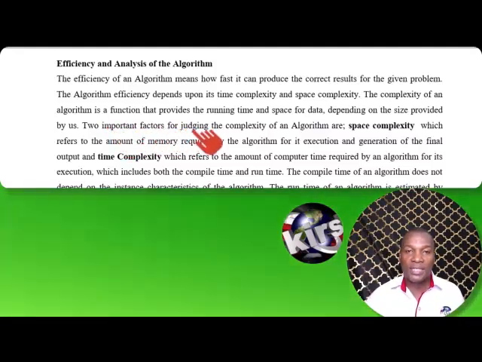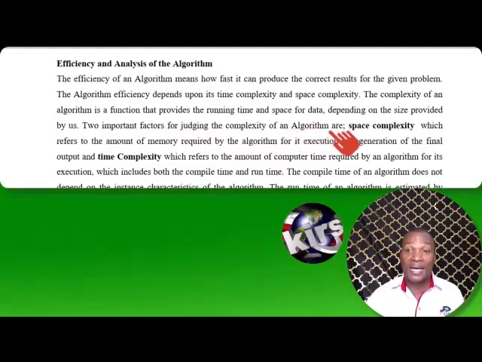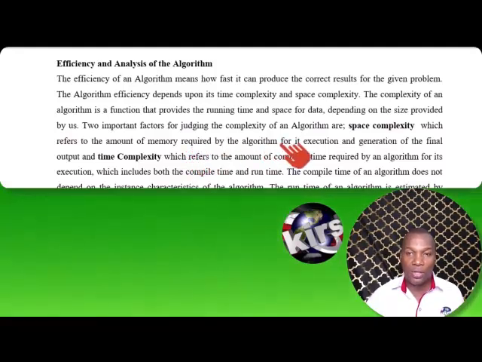Two important factors for judging the complexity of an algorithm are space complexity, which refers to the amount of memory required by the algorithm for its execution and generation of the final output, and time complexity, which refers to the amount of computer time required by the algorithm for its execution.